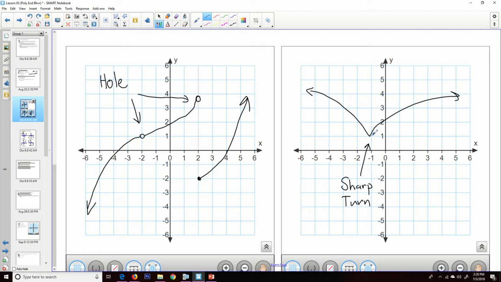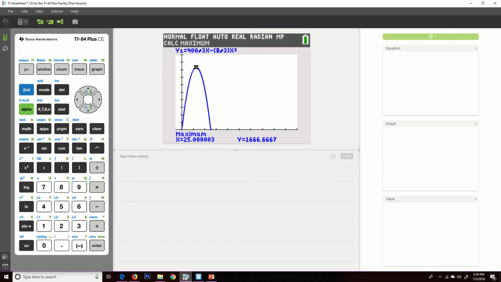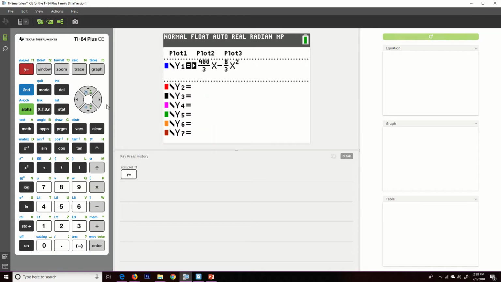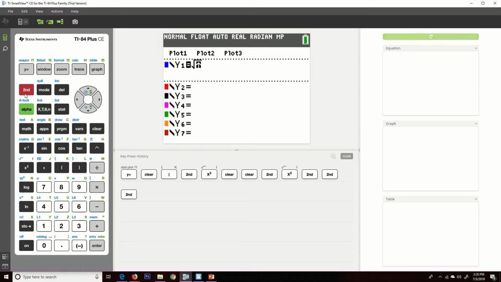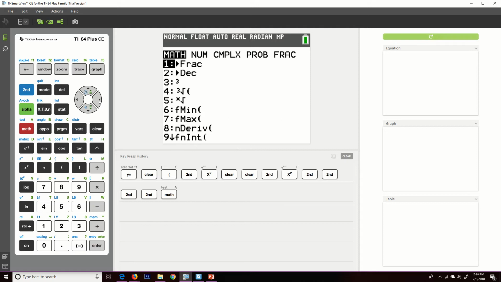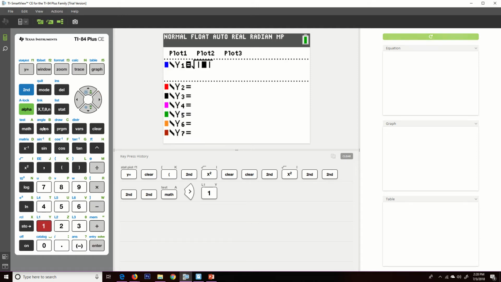And here is an instance of what we would call a sharp turn. We can get a sharp turn fairly easily. Let's just do one real quick here. Let's clear this stuff out from last time. On the calculator, let's go math, over to number. Here's the absolute value. Absolute value x.